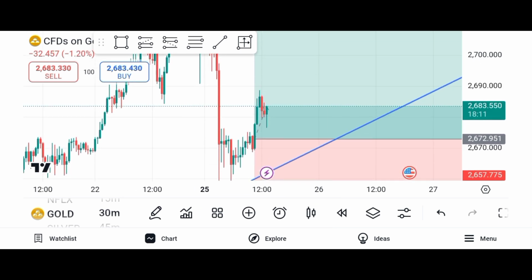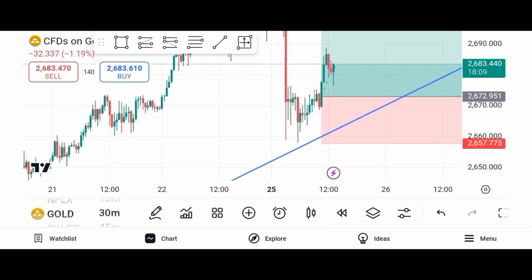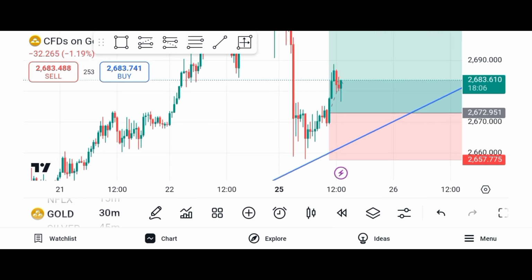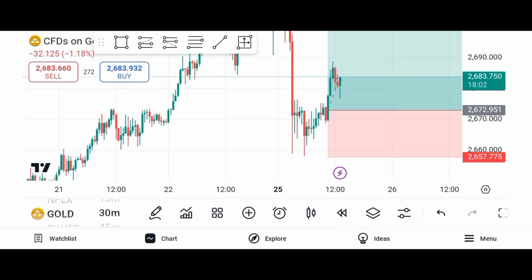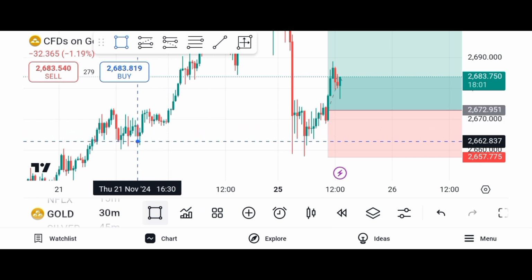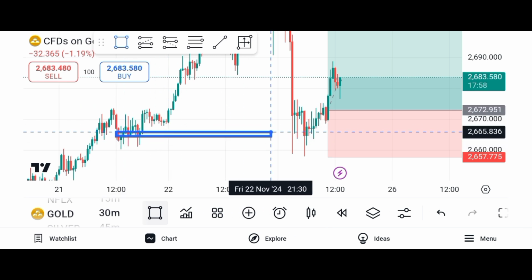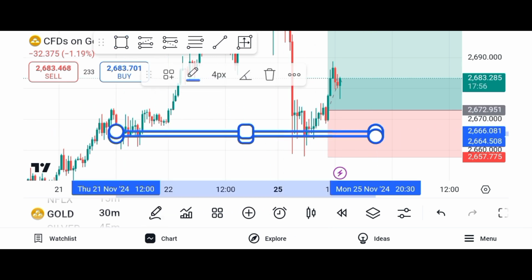So you can see right here, the first thing is to understand where the market last reacted. The last place the market reacted to was this zone. So guys, the market came into this order block and started pushing up.